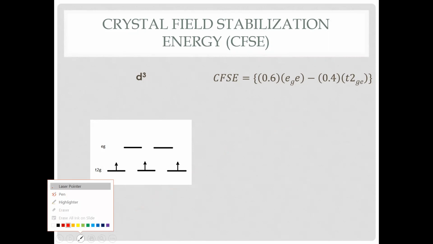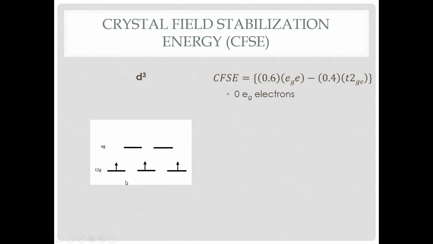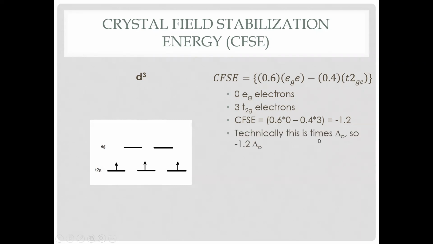If I have a d3 metal, I have 3 electrons. They're going to go in the t2g orbitals. And so there are no electrons in the eg orbitals. There are 3 in the t2g. And so I just plug those in. 0.6 times 0 minus 0.4 times 3. And that's going to give me a negative 1.2. But the negative 1.2 isn't really negative 1.2 joules. It's negative 1.2 times whatever the difference in energy between those orbitals are. So times delta O. So our stabilization energy is negative 1.2 delta O.